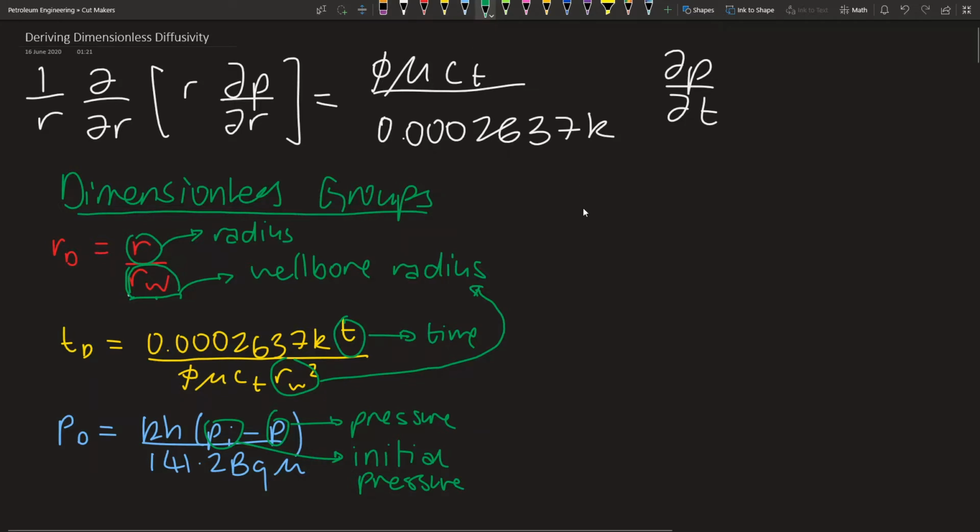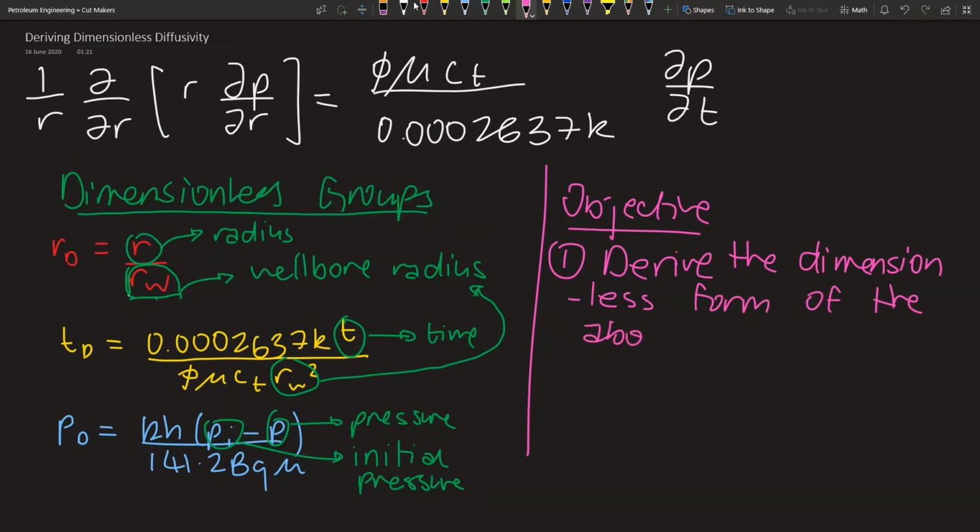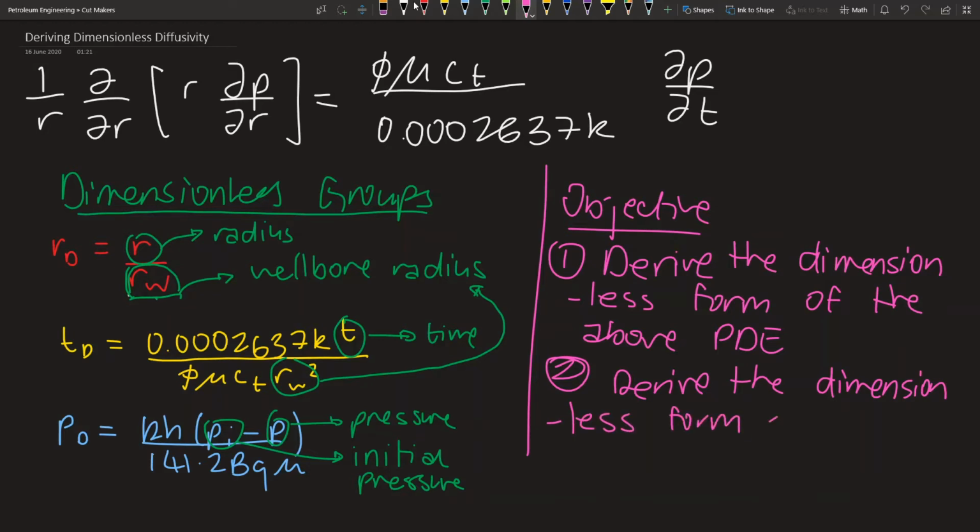Okay, so what is our objective? Our objective is, one, to derive the dimensionless form of the above PDE, and two, to derive the dimensionless form of its conditions. This will be both its initial and boundary conditions.